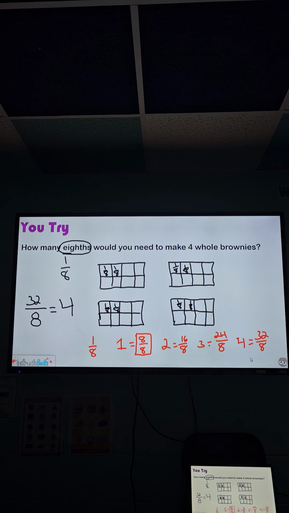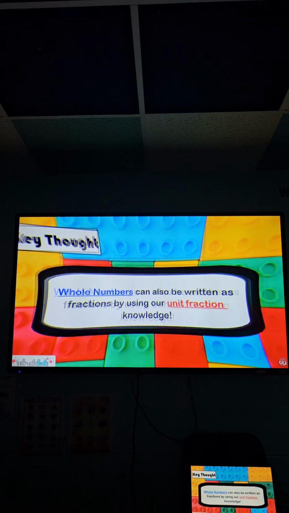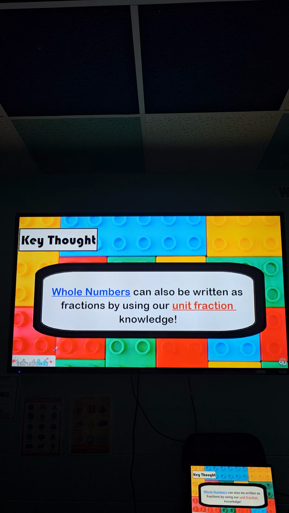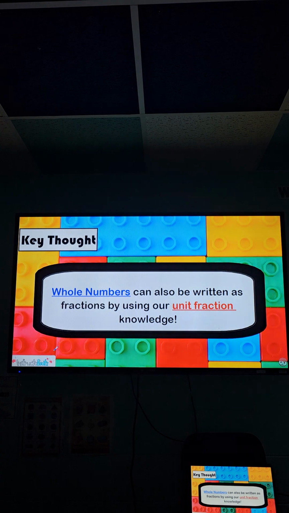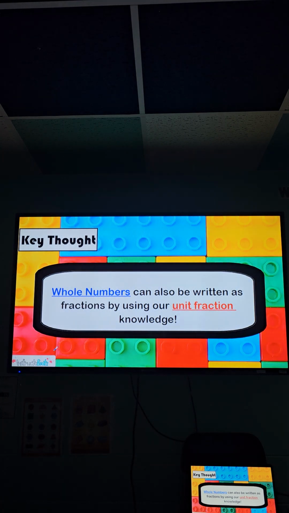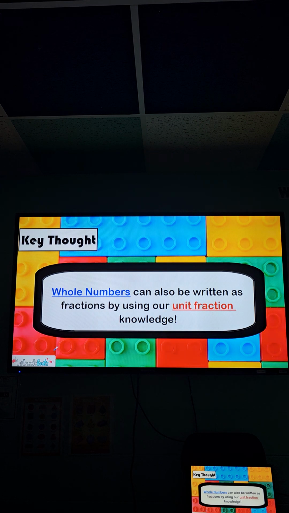Either way you did it is fine, and this leads us to our key thought, right? Which is whole numbers can also be written as fractions by using our unit fraction knowledge.